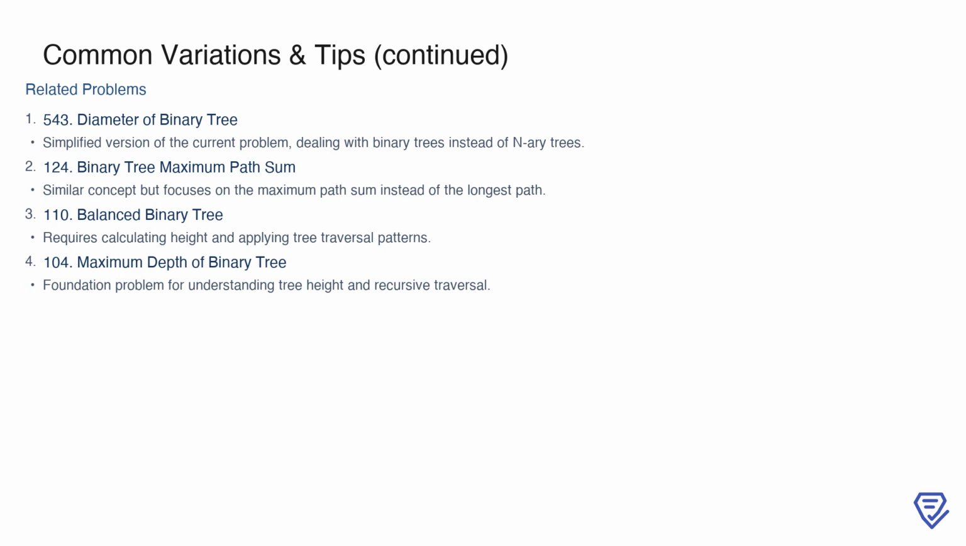Problem 124, binary tree maximum path sum, shares a similar concept but shifts the focus to finding the path with the maximum sum instead of the longest path. Problem 110, balanced binary tree, involves determining if a tree is height balanced, which requires calculating heights and applying similar traversal strategies. Finally, problem 104, maximum depth of binary tree, lays the foundation for understanding tree height and mastering recursive traversal. Revisiting these related problems can help solidify your understanding of the underlying patterns and techniques.